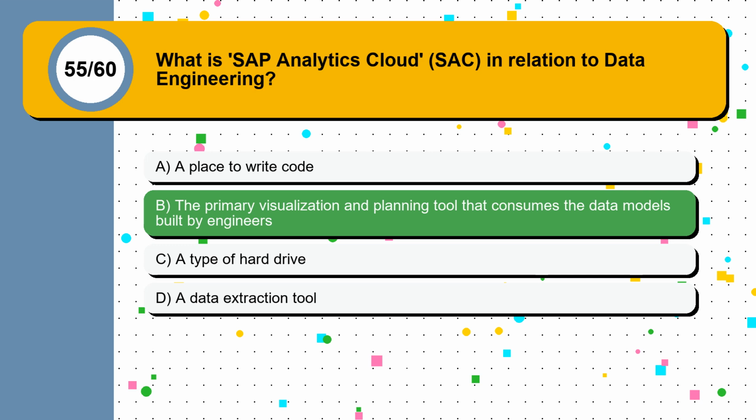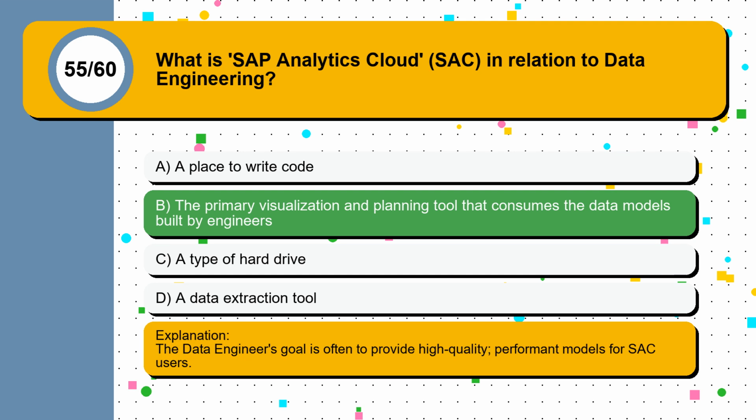The correct answer is option B, the primary visualization and planning tool that consumes the data models built by engineers. The data engineer's goal is often to provide high-quality, performant models for SAC users.